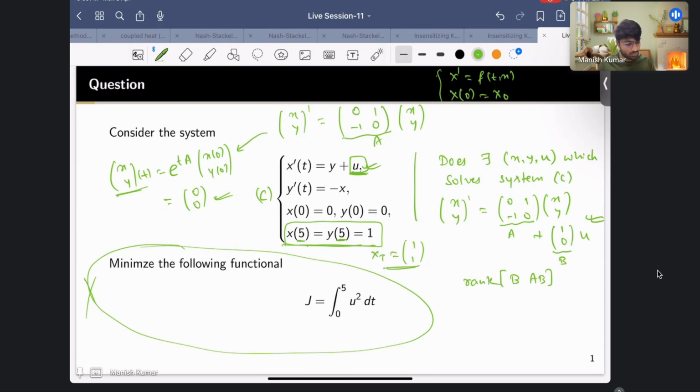For that we need to check the rank of this matrix. You can clearly see that B is (1, 0), and if you multiply AB, what you get is 0 and minus 1. So the rank is equal to 2, which says that the system is controllable.